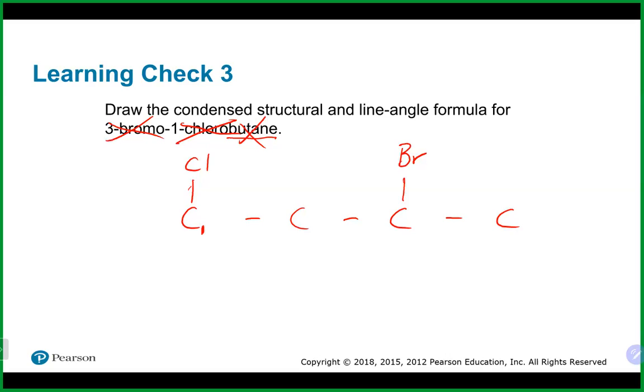It doesn't matter if I put it on top. I could put it on the bottom. It really doesn't matter where you put it, as long as it's on that carbon. Now, at this point, I'm out of name. Everything else is just hydrogen, to get each carbon to 4 bonds.